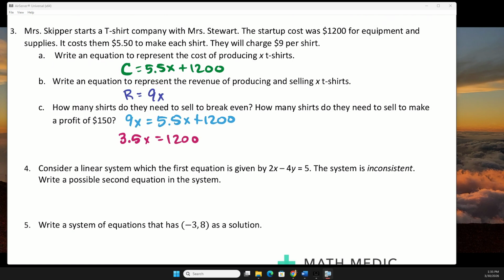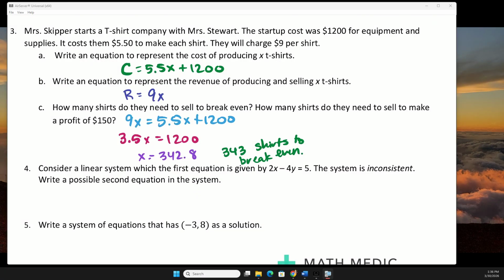And then divide. All right, and we don't get a whole shirt. So we obviously need to round up to a whole shirt. So 343 shirts to break even. That's a lot of shirts. I think we probably need to charge more than $9.